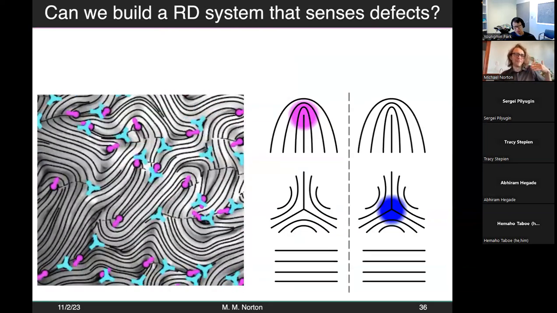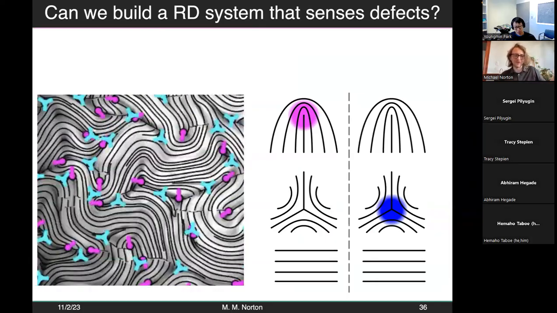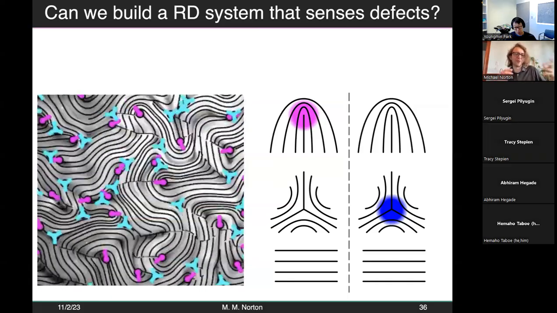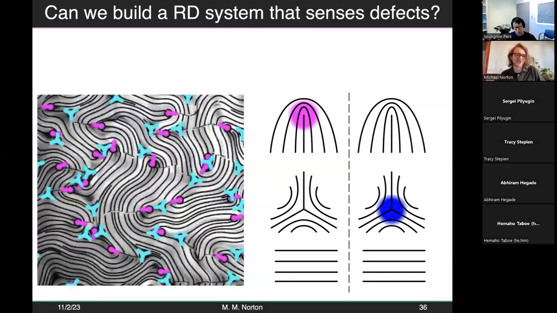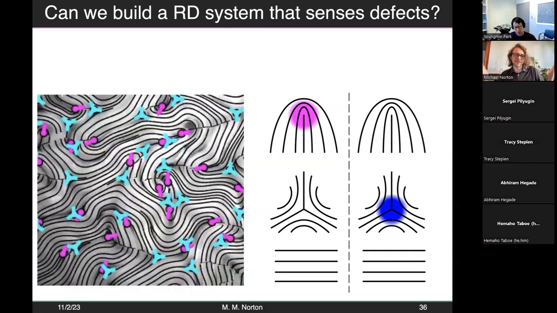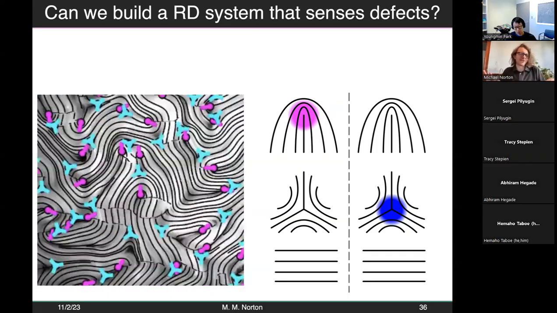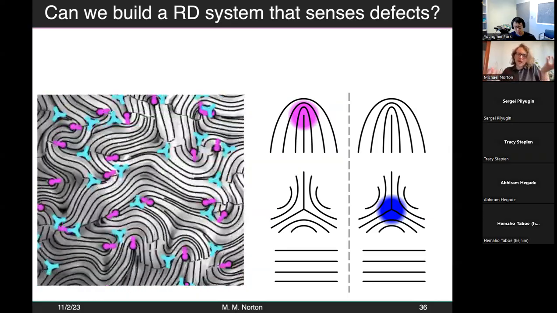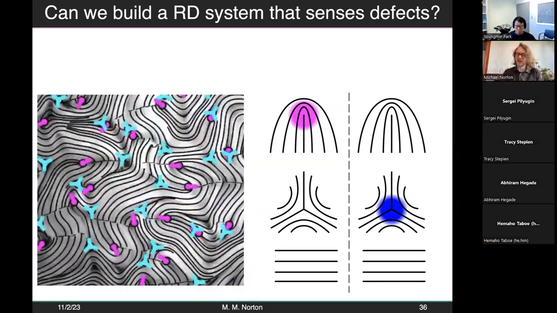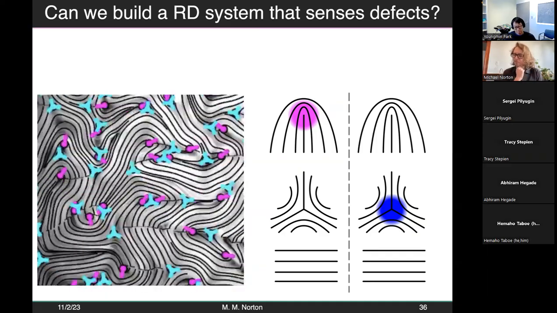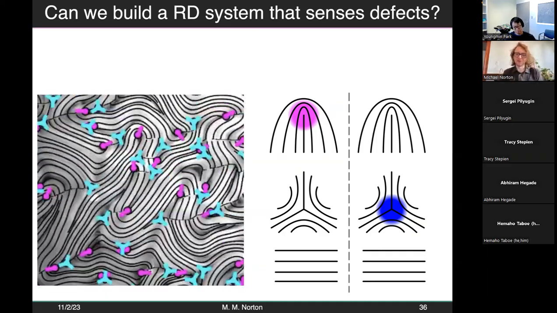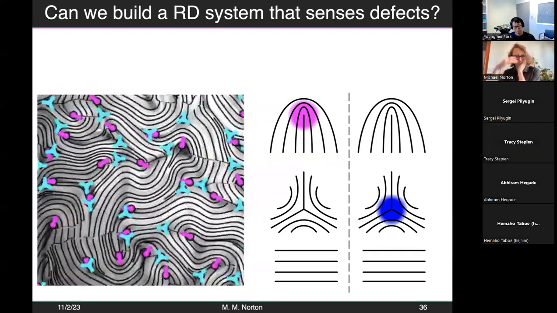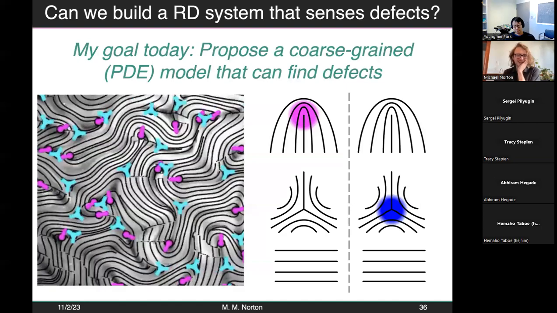I had asked this question a few years ago and been thinking about it ever since. How do we build a reaction diffusion system that can maybe sense these topological defects? Can we make a chemical system that's smart enough to find these complicated features, right? And I think it might be challenging to really get through this in 5 minutes, but I'm going to try, I guess.